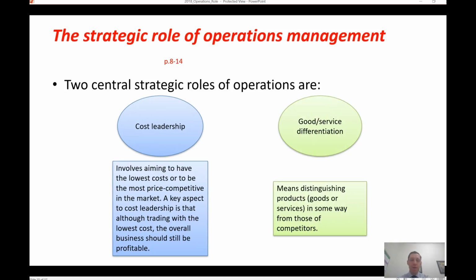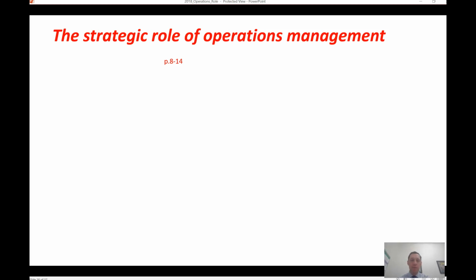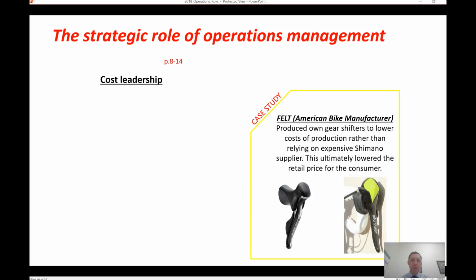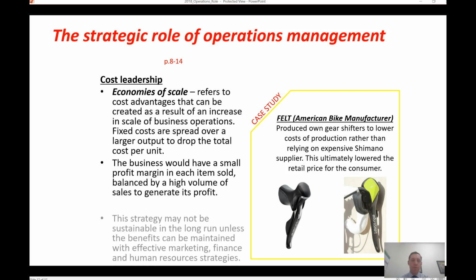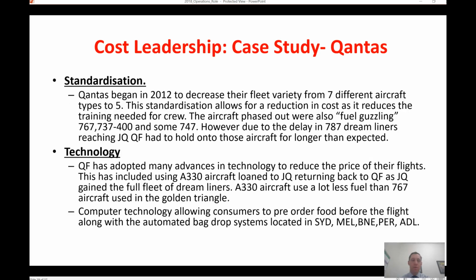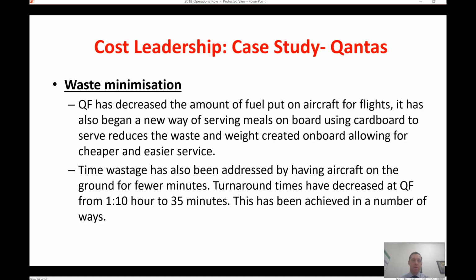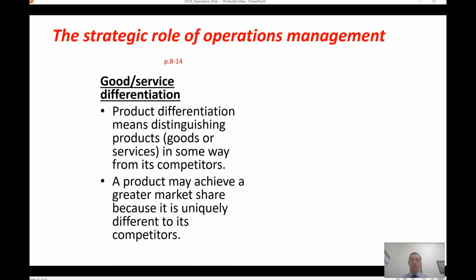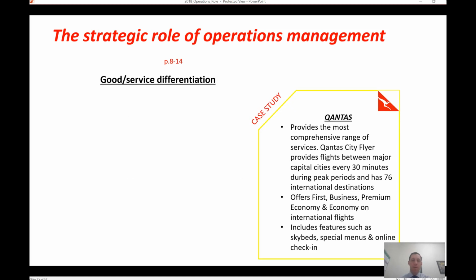Okay, and these two slides are just touching on those. Having the lowest cost leadership, lowest costs, good service differentiation, distinguishing products in some way from those of your competitors. Okay, we'll have a look at that in class. Okay, we'll also look at Qantas in class. Okay, good service differentiation. Again, just elaborating what we were saying before. Differentiating your product from its competitors to allow the business to achieve its objectives through operations management. Okay, we'll have a look at Qantas in detail in class.